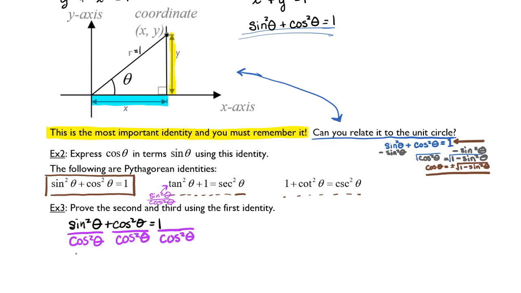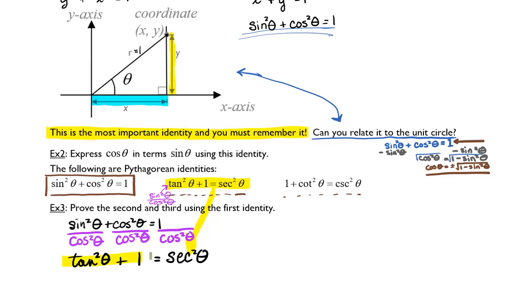When I do that, I magically get tangent squared theta plus 1 equals secant squared theta. How convenient. So I just showed that I can derive tangent squared theta plus 1 equals secant squared theta simply by dividing the whole original identity by cosine squared theta.